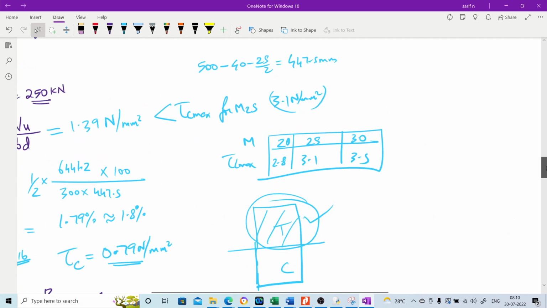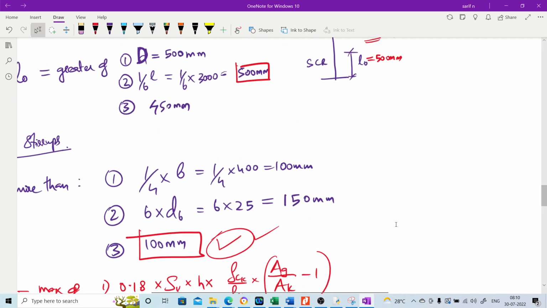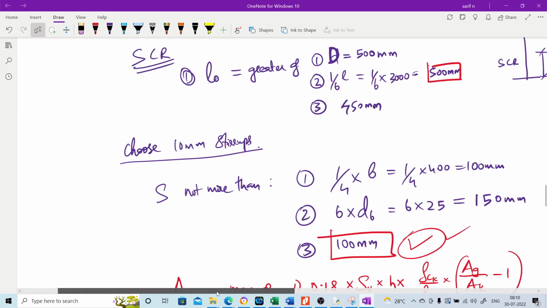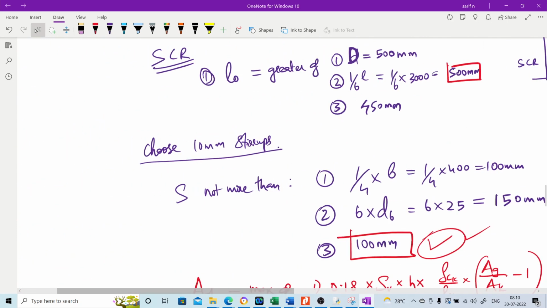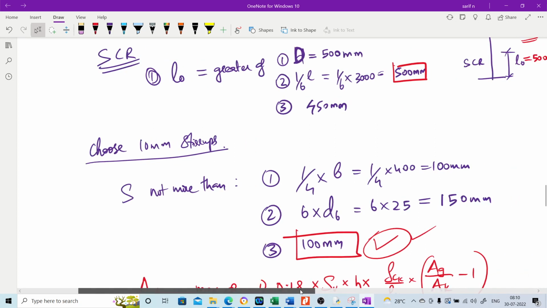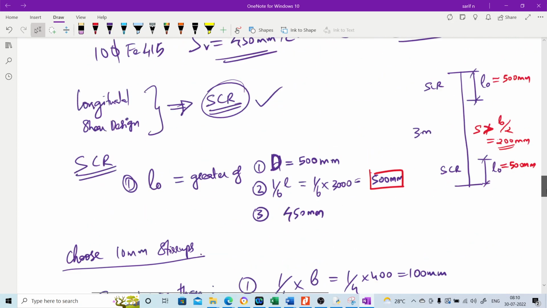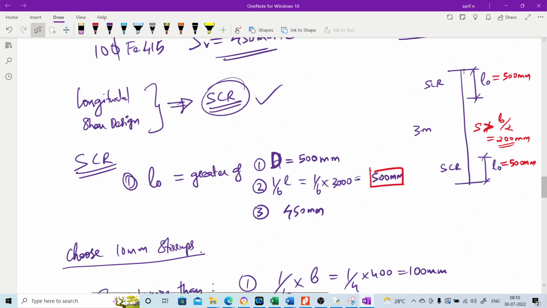Now if we look into the provisions for special confining reinforcement, first one is we will have to choose a length. If we have a column of total length L, then L0 from either end will be subjected to special confining reinforcement. So this L0 has to be found out. As per the code, if we look into the provisions we described earlier in the video, L0 has to be the greater of, first, the largest longitudinal dimension. So here the largest longitudinal dimension is 500 mm.